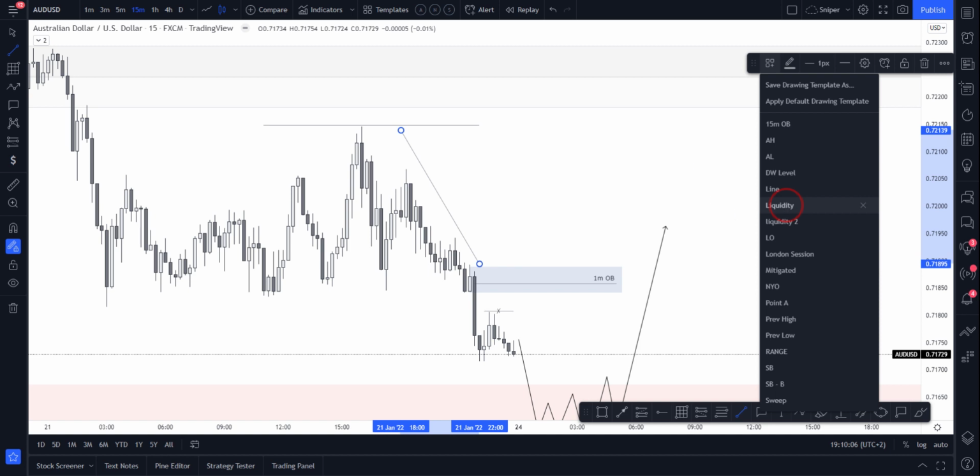I think TradingView just froze. I hope the sound is not freezing.